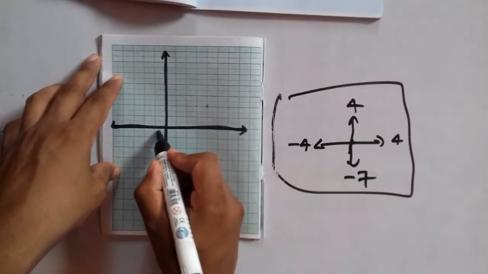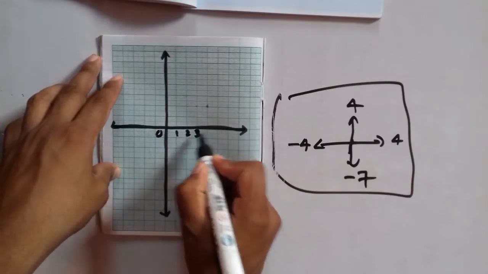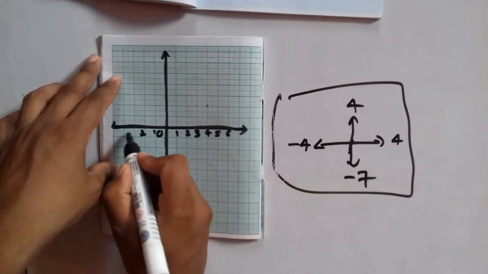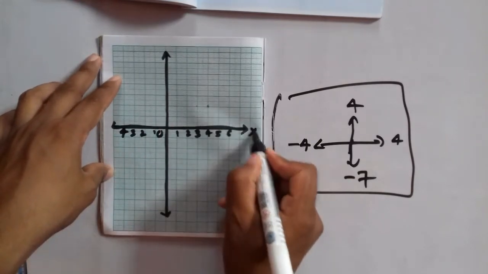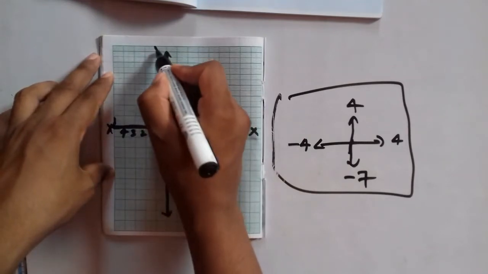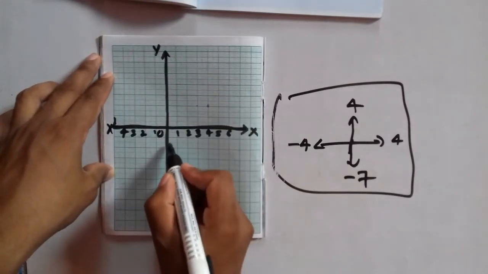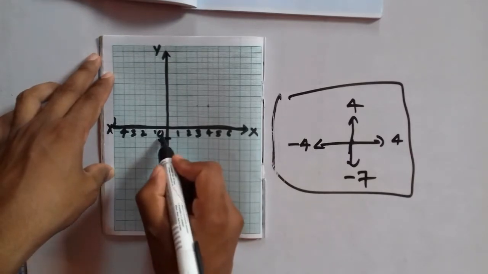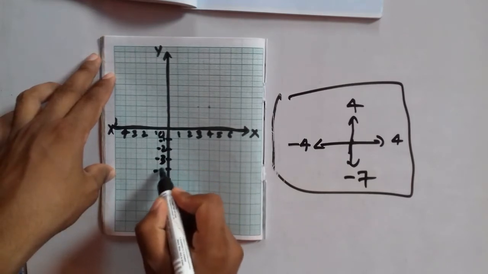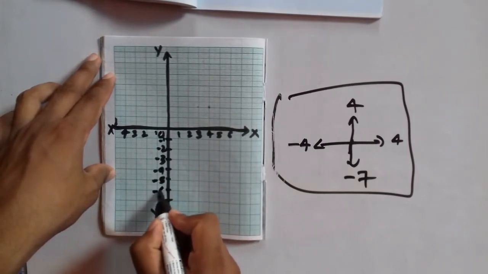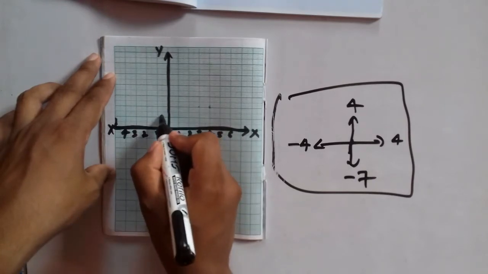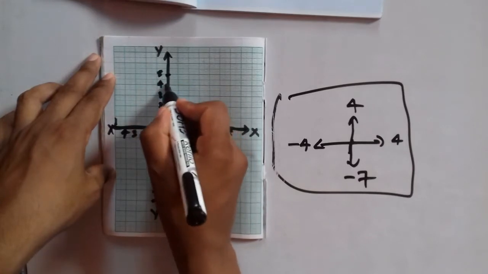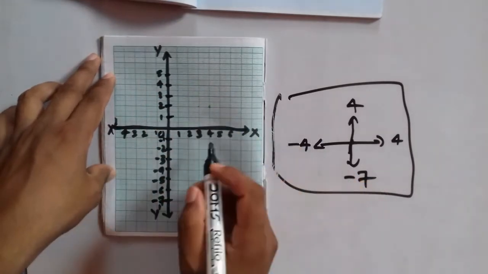Then this is origin, 1 2 3 4 5 6, like this 1 2 3 4. This is x, this is x dash, this is y, this is y dash. 1 2 3 4 5 6 7. -1 -2 -3 -4 -5 -6 -7. This is 1 2 3 4 5. Like this we can write as much as is needed.